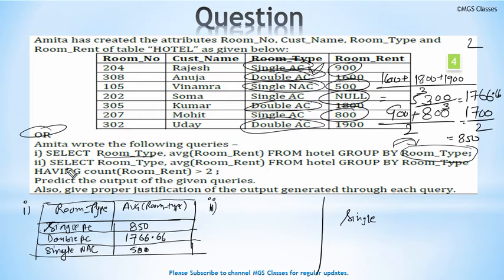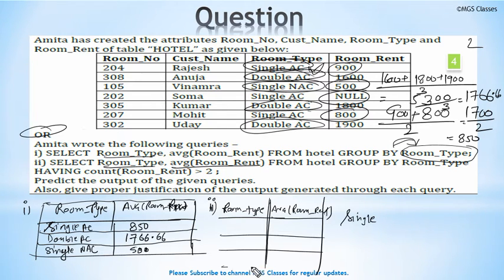Second query is given what? Select room type and average room. Again we need to select the room type, and again average of room rent. Okay, here it is room rent, not type. Okay, and then what we need to do here, again 3 groups will be there, but in this query the having clause is used, so the results of this group by will be filtered.